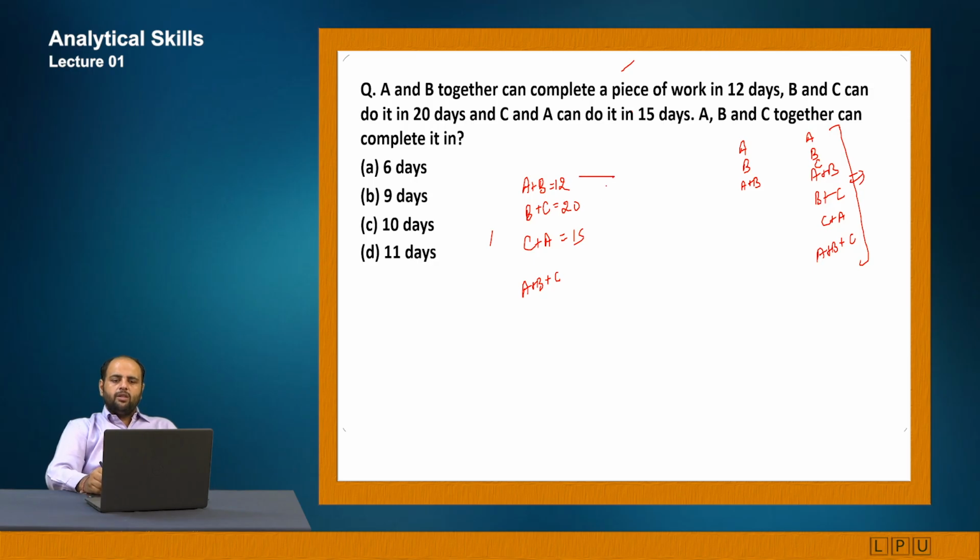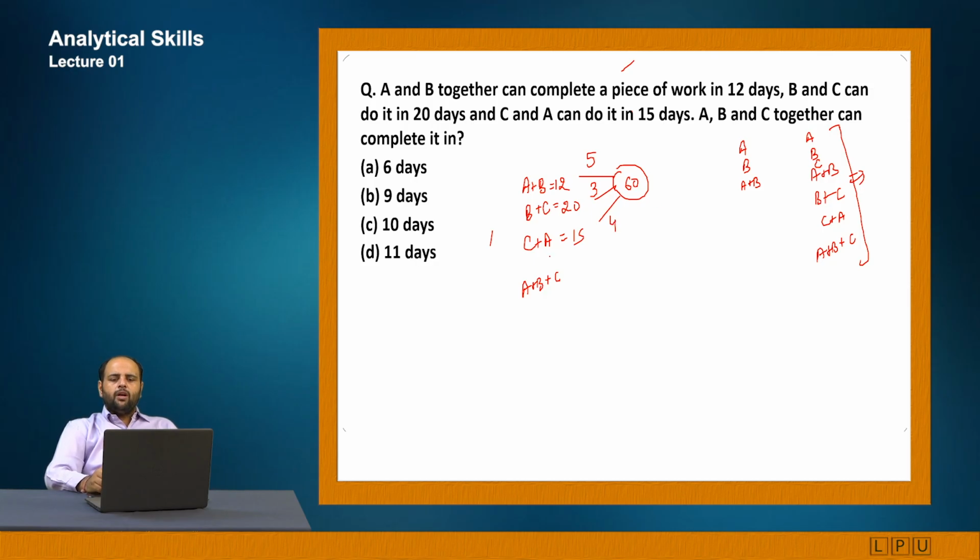So the very first method, first of all we will take the LCM. What will be the LCM? The LCM of 12, 20 and 15 will be 60. Now we have to find out the 1 day work. So 60 work is to be done in 12 days. So what will be the 1 day work? 5. Then 60 upon 20, that will be 3, and 60 upon 15, that will be 4.